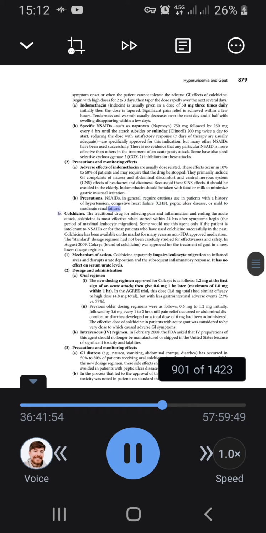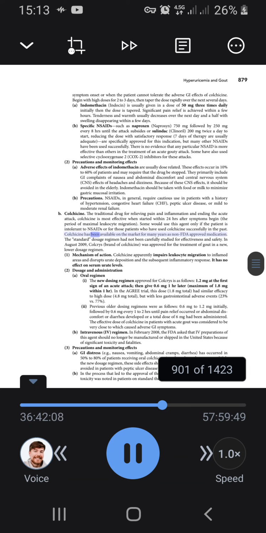B. Colchicine, the traditional drug for relieving pain and inflammation and ending the acute attack. Colchicine is most effective when started within 24 hours after symptoms begin, the period of maximal leukocyte migration. Some would use this agent only if the patient is intolerant to NSAIDs or for those patients who have used colchicine successfully in the past.